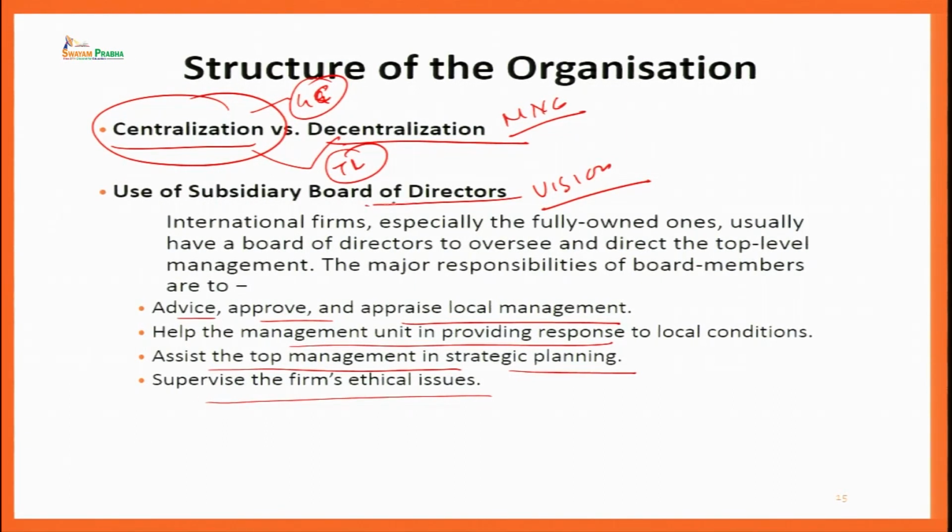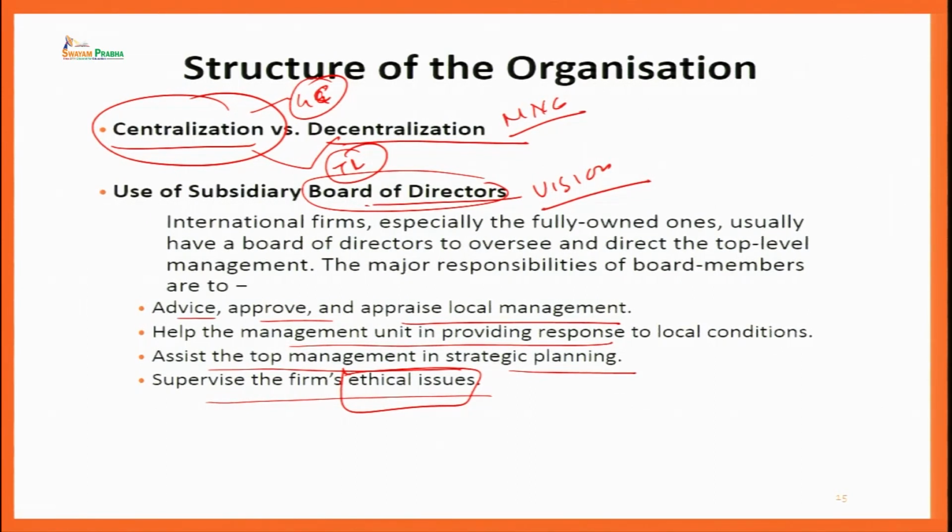These are the roles played by the board of directors, and they are very important in the structure of your organization. Because you are owning the business, you might be thinking only about profit maximization. So you need a board of directors to direct you on actions like ethical issues. The board of directors plays an essential role in any organizational structure, be it a domestic structure or an international structure.